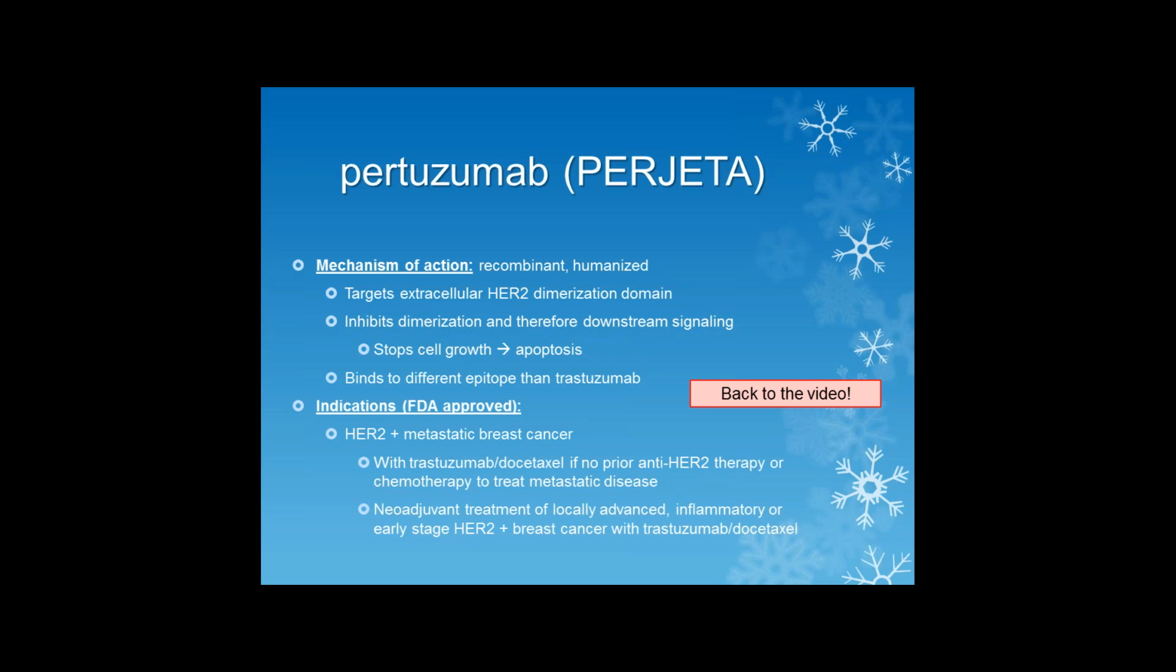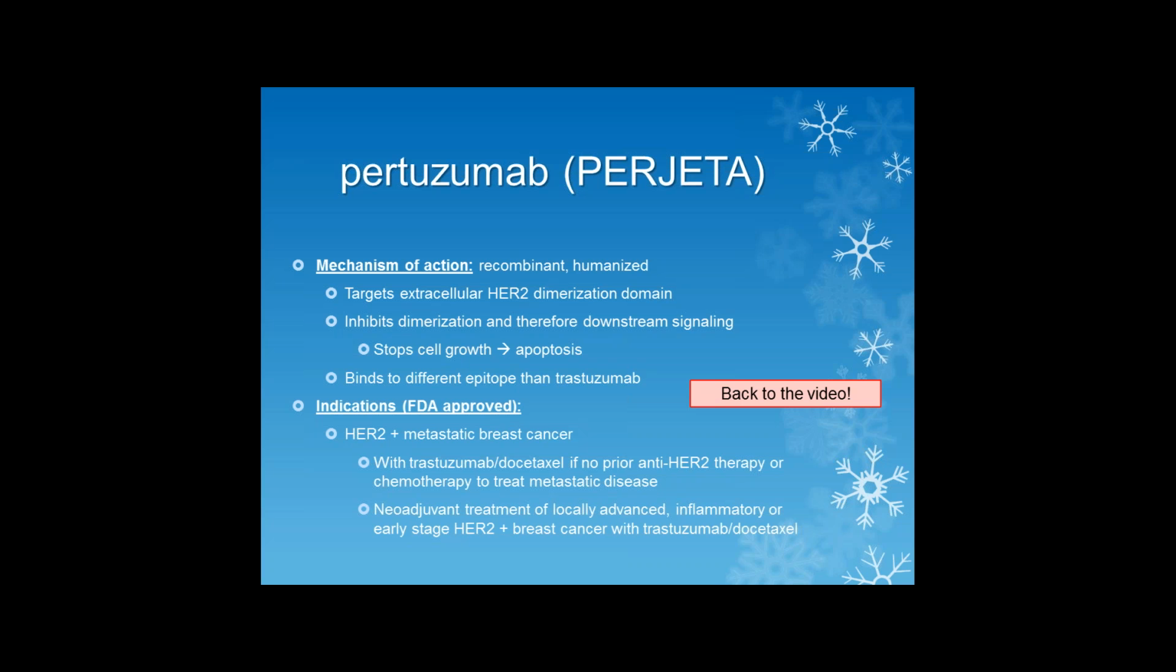So the mechanism of action, this is another one that targets the extracellular HER2 domain, but it inhibits the dimerization domain, which is a different epitope on the HER2 receptor. This interferes with downstream signaling and basically causes the cells to stop growing and apoptose. I don't know if that's a verb, I might have just made that up. And like I said before, it binds to a different epitope than trastuzumab, so when they're used together, you get a more complete signaling blockade.